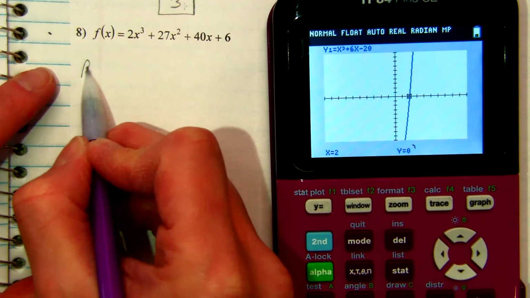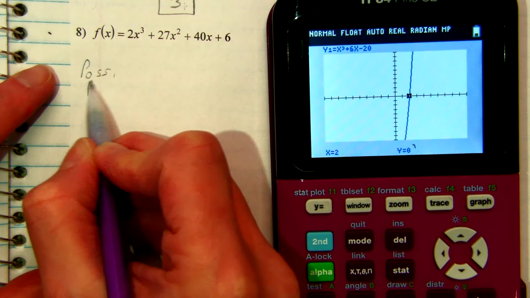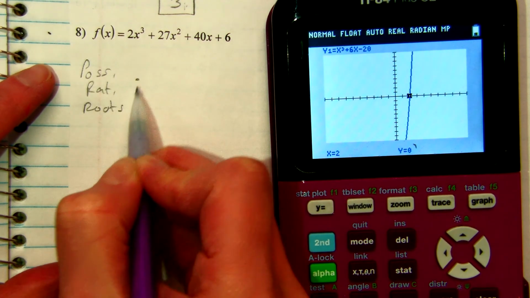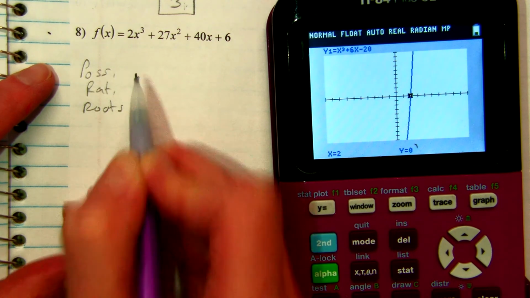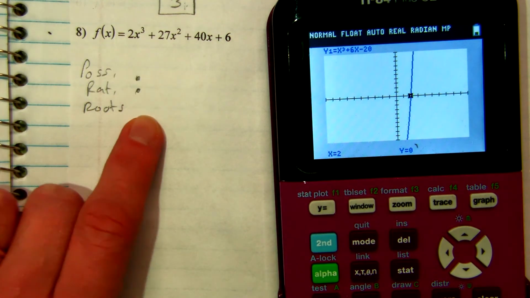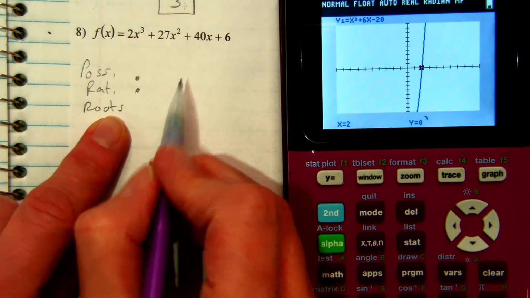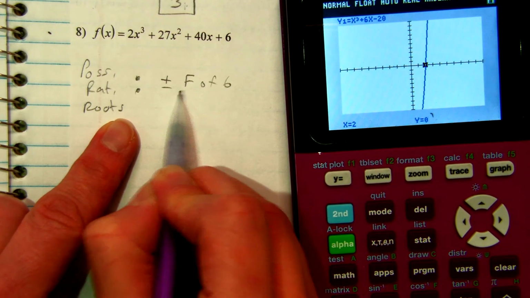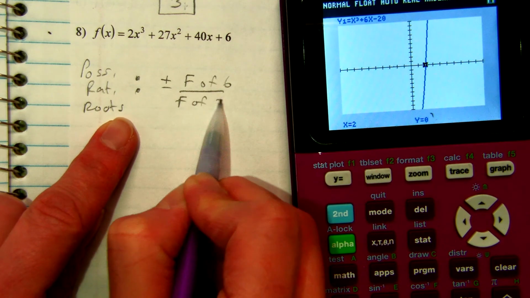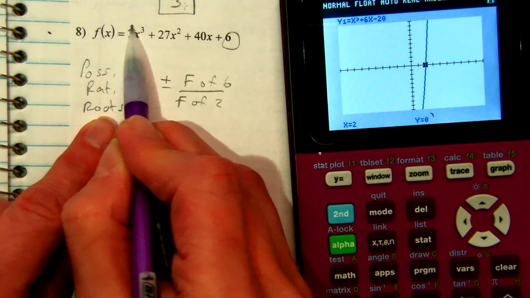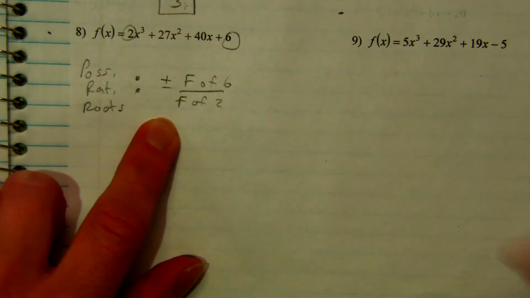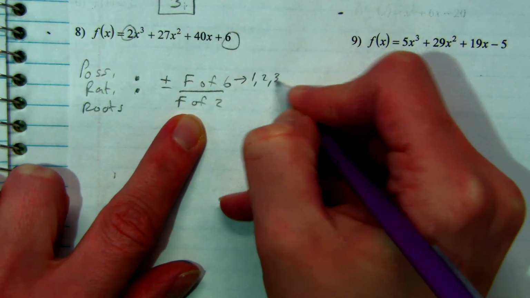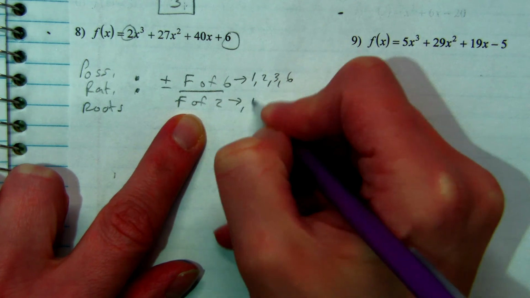So if we're looking at the possible rational roots, these are only the possible rational ones. It doesn't take into account anything with square roots or i's in it. So we're going to have plus or minus the factors of 6 over the factors of 2. So we use the last number on top, the first number on the bottom. So factors of 6 are 1, 2, 3, 6. Factors of 2 are just 1 and 2.